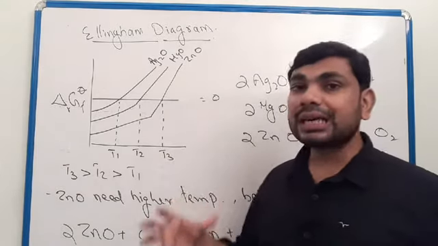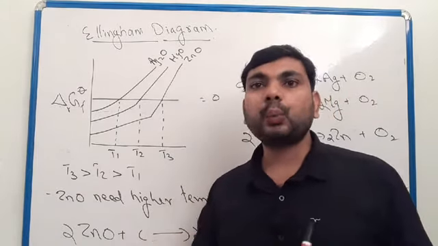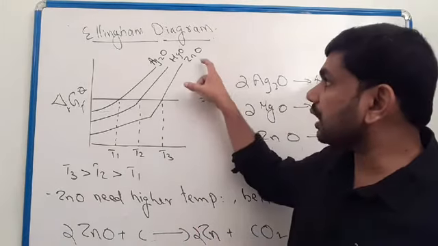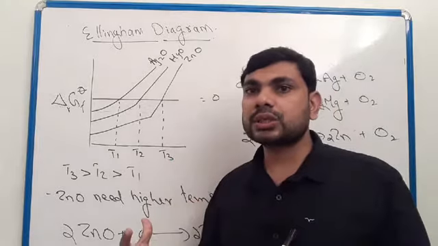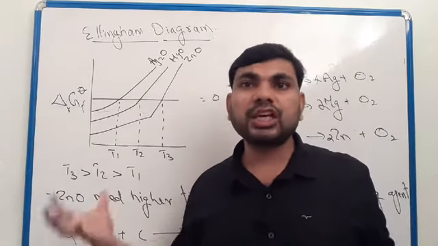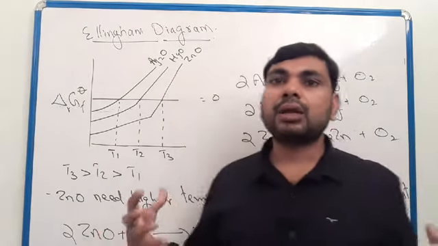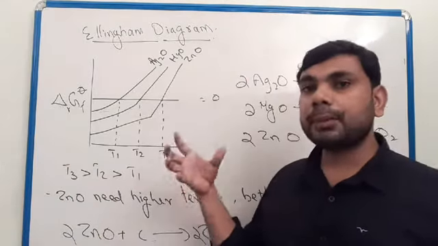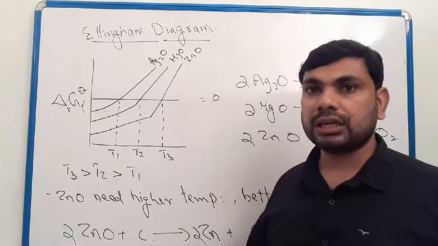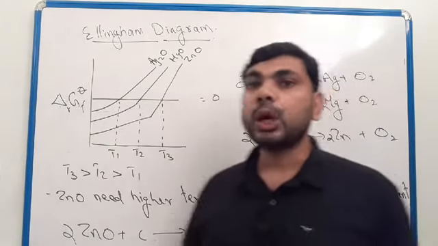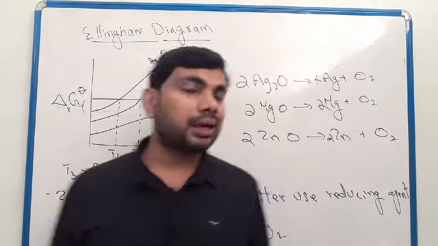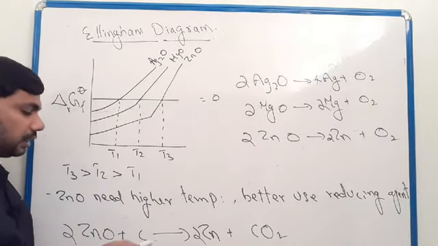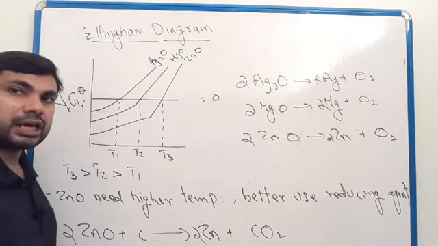So instead of using higher temperature, better we use a better reducing agent. To convert zinc oxide to zinc and oxygen, we have to use a lot of heat energy, so we have to spend a lot of fuel. So better not using temperature, better use a reducing agent. In presence of a reducing agent, we can convert zinc oxide to zinc and carbon dioxide. Here carbon is used as the reducing agent.